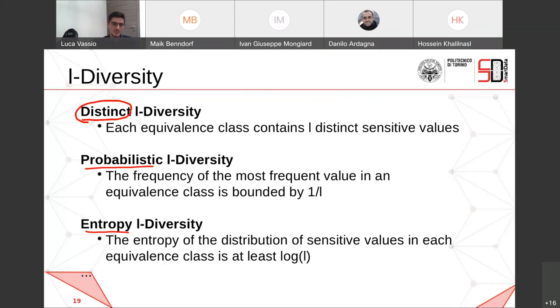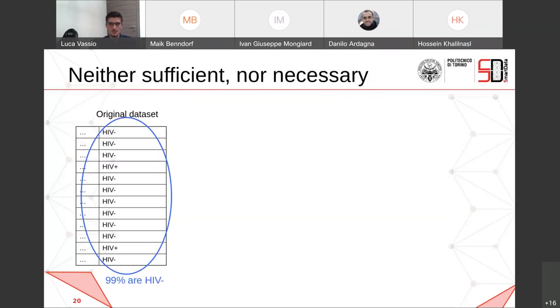Okay, so we have L-diversity. Is it enough? No, it's not. Actually, it's not enough, but it's also not necessary in some cases. Let's take this example. We have another dataset where the sensitive attribute is HIV positive or negative. And in this dataset, it's quite skewed. We have 99% HIV negative and just a few of them that are positive.